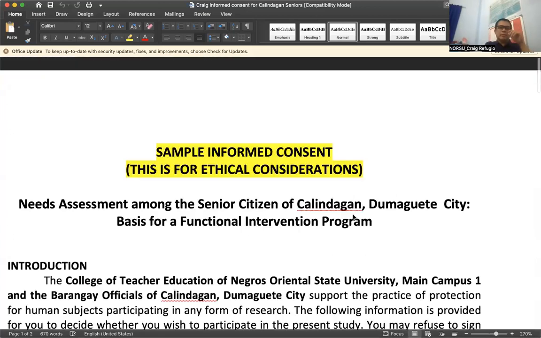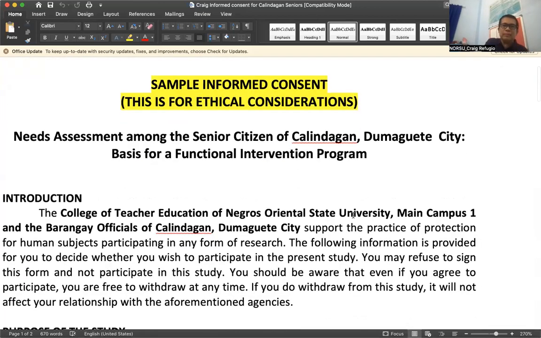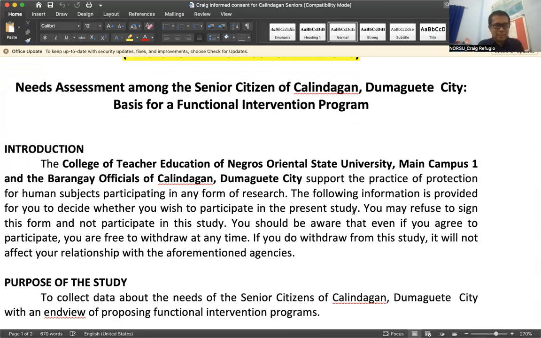So this is a sample informed consent to one of the researches that we conducted here in the College of Teacher Education. The study was all about needs assessment among the senior citizens of Calindagan, Dumaguete City, basis for a functional intervention program. So in the informed consent, there must be an introduction.